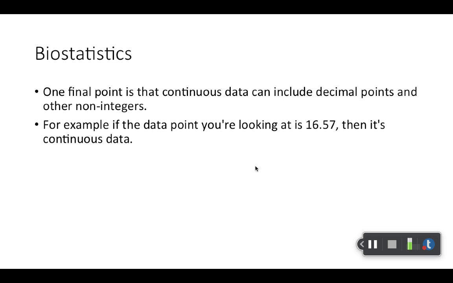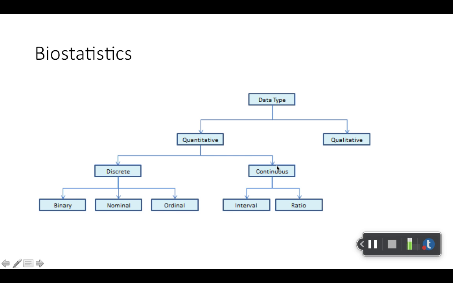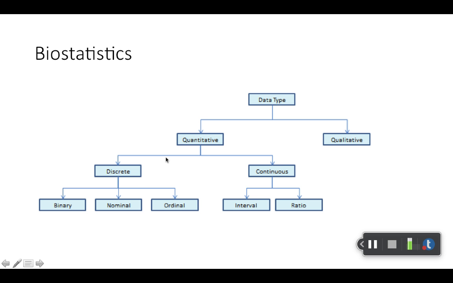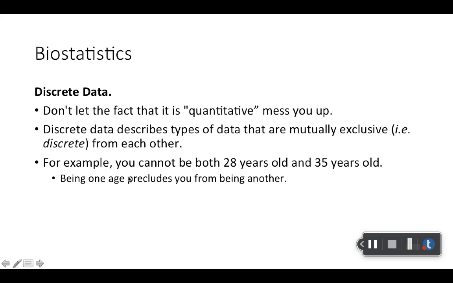Okay, so then I'm supposed to do one final point. See, that makes it: continuous data can include decimal points and other non-integers. So if you see 16.57, then it's continuous. And then we have discrete over here. Discrete data.